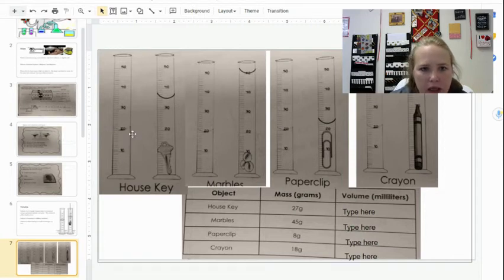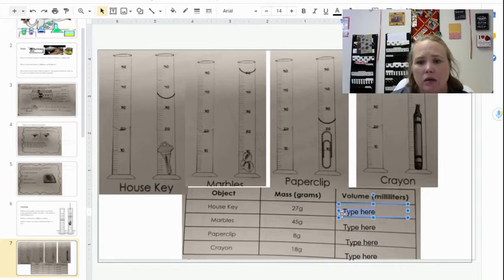So right here we have 20 for the house key. Then we drop the key in and we take a new measurement. So it looks like it's about 35, I'm thinking. 35 minus 20. Okay, 35 minus 20 is going to give you 15. So right here, we would back this out, and the volume of a house key would be 15. This mass right here, ignore that. That's just there to throw you off, I guess, because the mass does not matter in this case. What we are figuring out is volume. So what you need to look at are the numbers on these graduated cylinders.